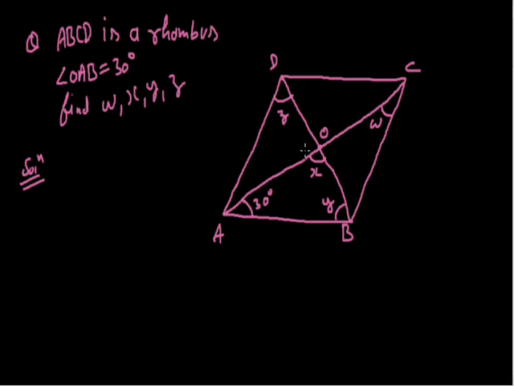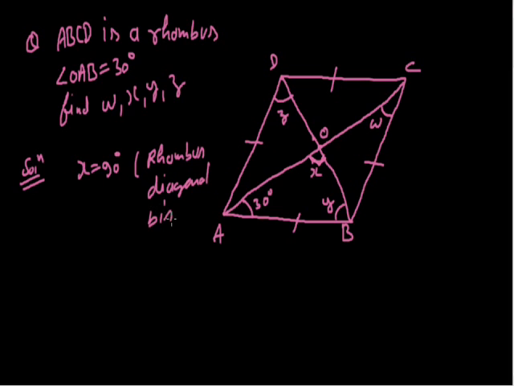As it is given that ABCD is a rhombus, and in rhombus all sides are equal. First mention all the sides are equal. And we also know that in rhombus diagonals bisect each other at 90 degree. It means this angle X should be 90 degree. Angle X is 90 degree. Why? Because in rhombus diagonals bisect at 90 degree. So that's why X should be 90 degree.